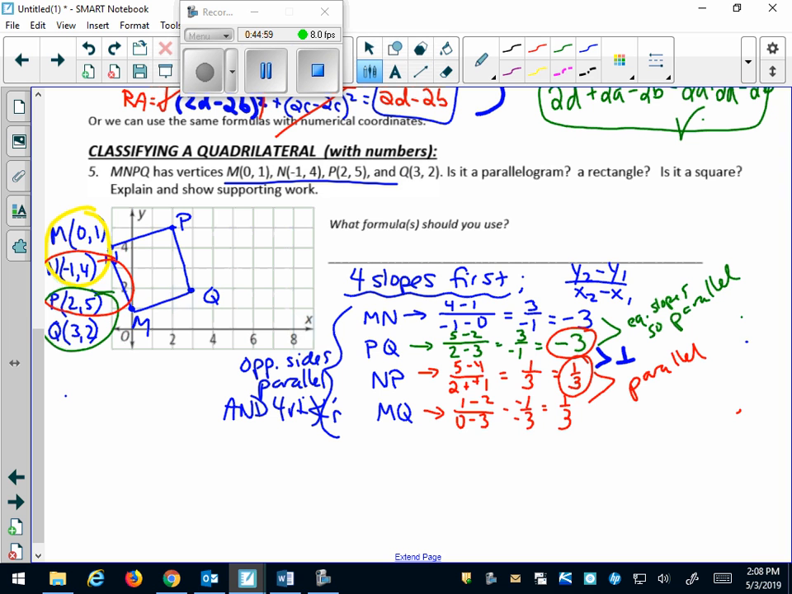A rectangle. If we want to know lengths of sides to prove that it's a square, do we have to do 4 distances? Which 2 could we do? The 2 next to each other. So you could do the length of MN, and then the side right next to it, which would be maybe MQ. If those come out the same, then you know you have a square. This one does come out to be a square.